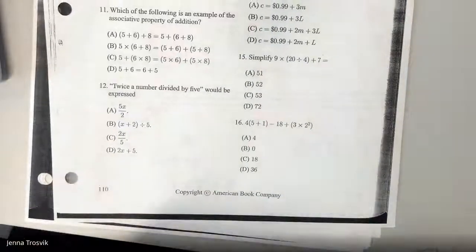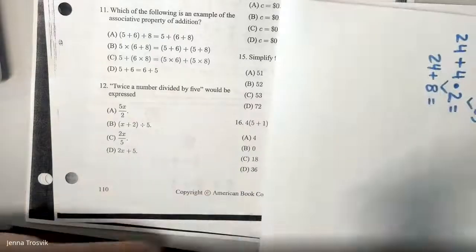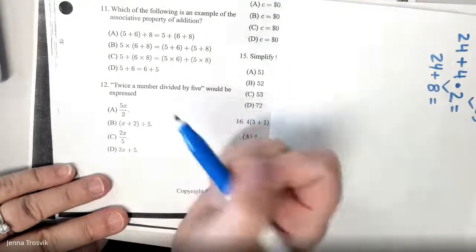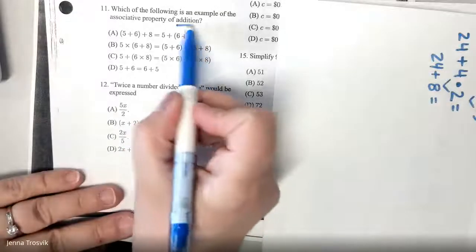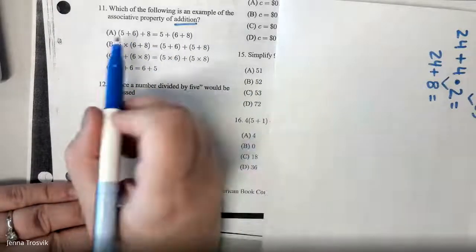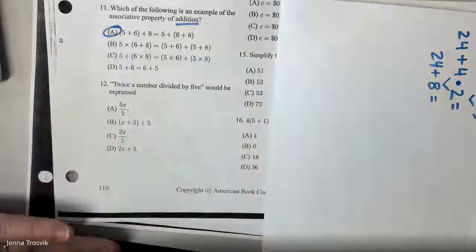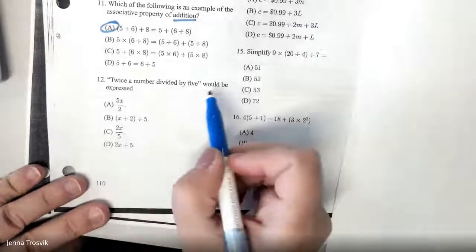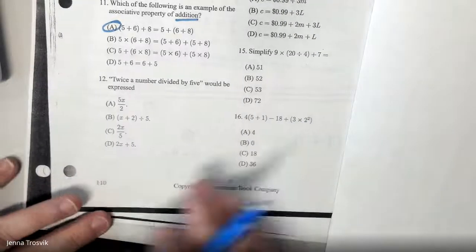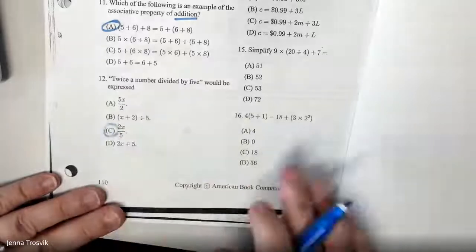Which of the following is an example of the associative property? The associative property, remember, has all addition and parentheses. So the only problem that has parentheses in all addition is A. Twice a number divided by 5 would be expressed by C. Going up to the top.